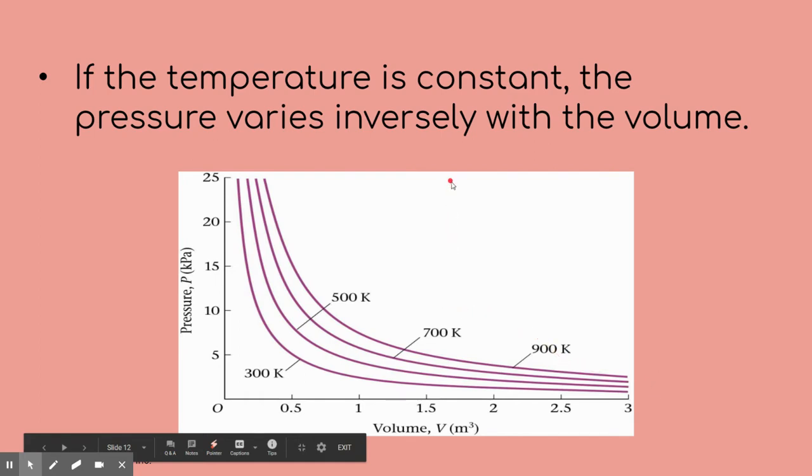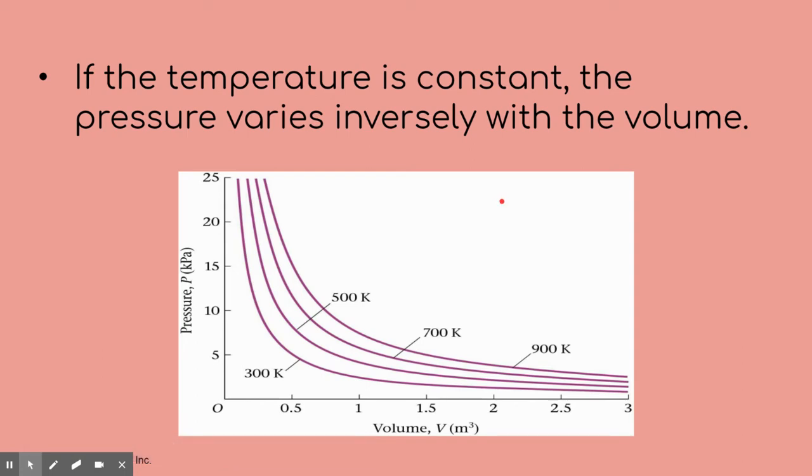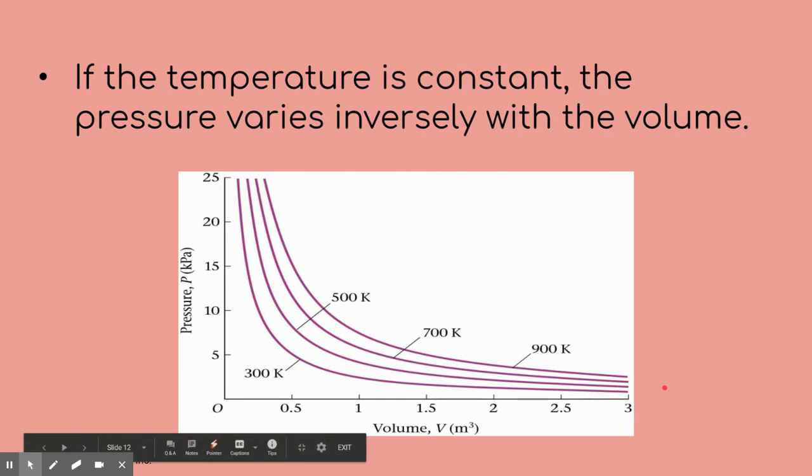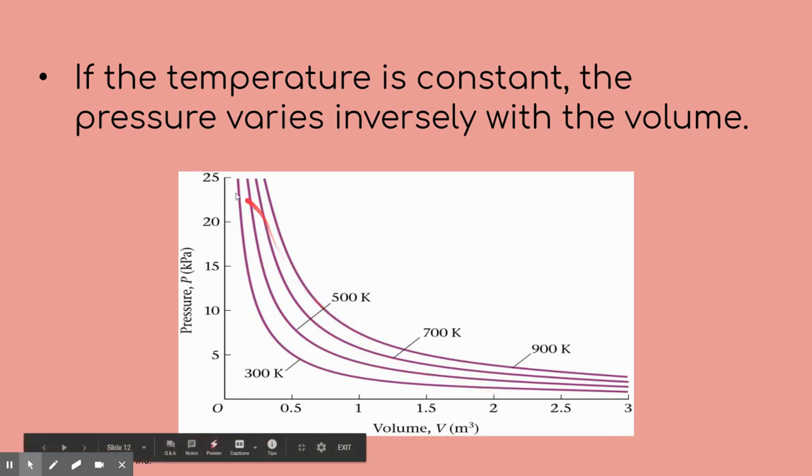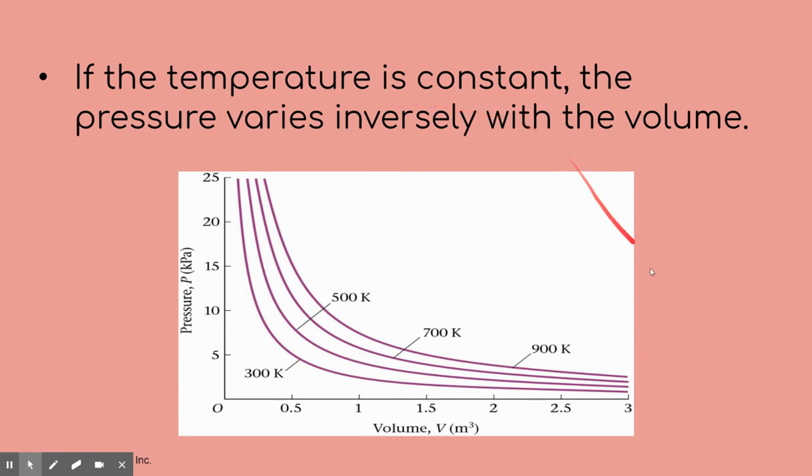When the gas temperature is held constant, this is what we're going to call an isothermal system. When the temperature is constant, the pressure and the volume have an inverse relationship, meaning as one is increasing, the other is decreasing. If the pressure is increasing, then we're seeing a decrease in volume. This is what a typical graph would look like for a constant temperature system.